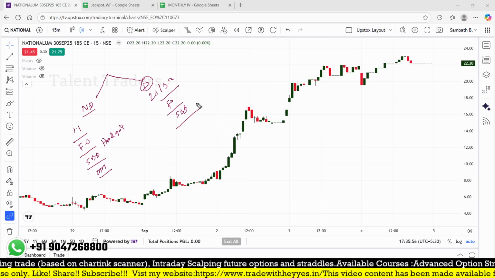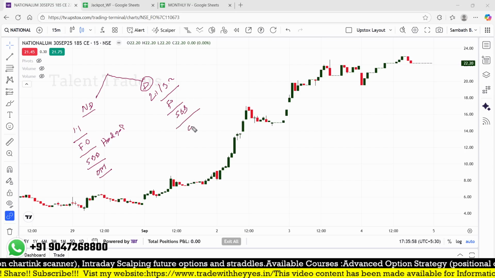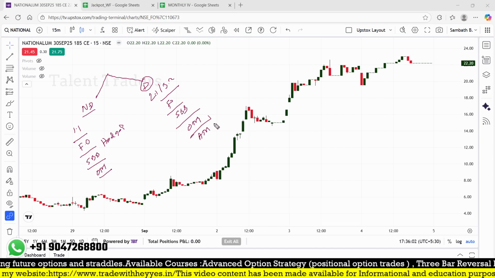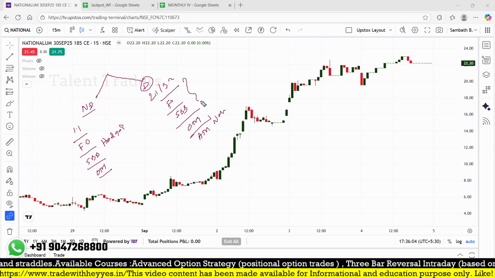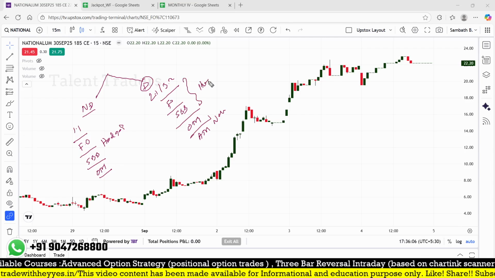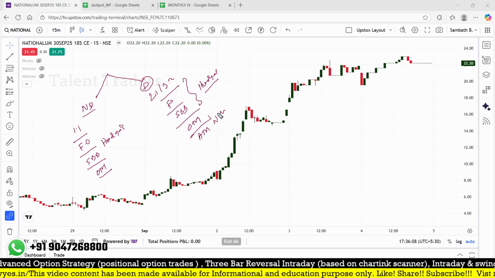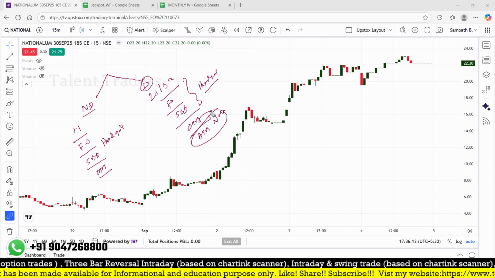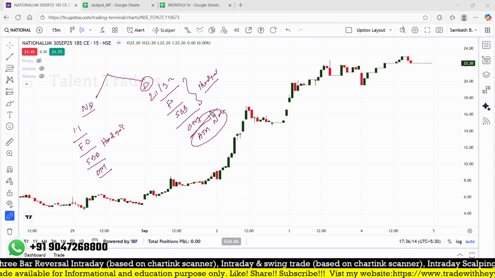This is also a hedged one and OTM, and another one is ATM. This one is naked. All these 4 should be hedged strategies which you are going to learn. This is only for a naked strategy, where we can directly buy a call or a put according to the movement.